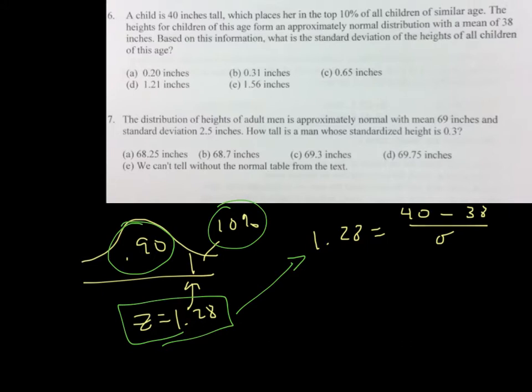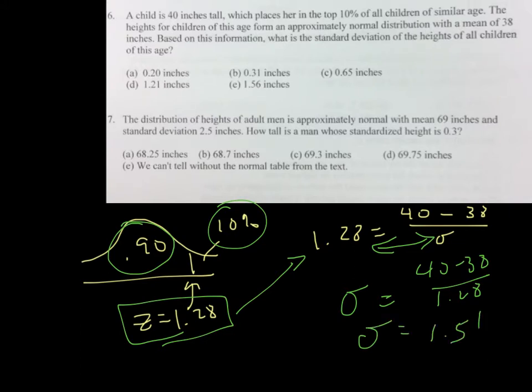I plug in all my information, and the only thing I have to do is just swap these two. And when you do it, you get the standard deviation is 40 minus 38 divided by 1.28, and that turns out to be a standard deviation of 1.56, which happens to be answer choice E.